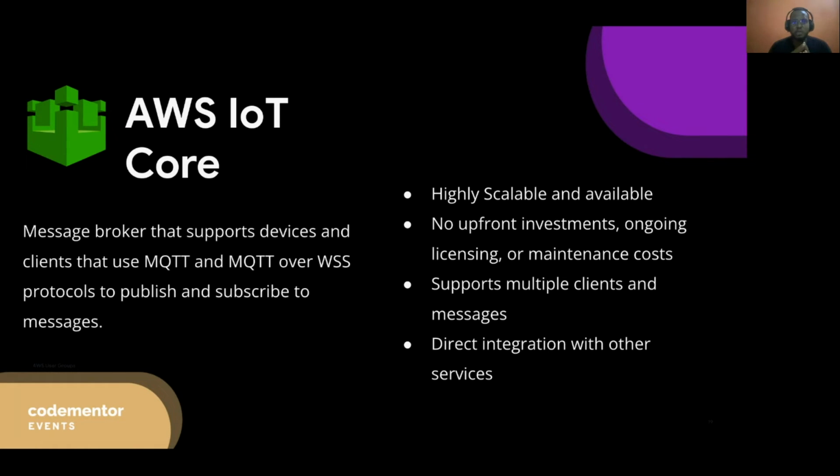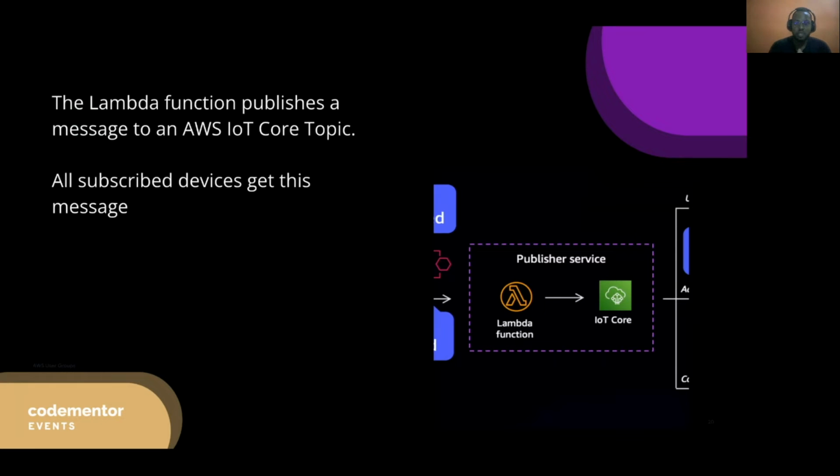So this is going to be what I call our bridge to other applications, be it third-party applications, to close out the loop in terms of making it a perfect real-time experience. So this is the example. The Lambda function publishes a message to AWS IoT Core. All subscribed devices get this message.